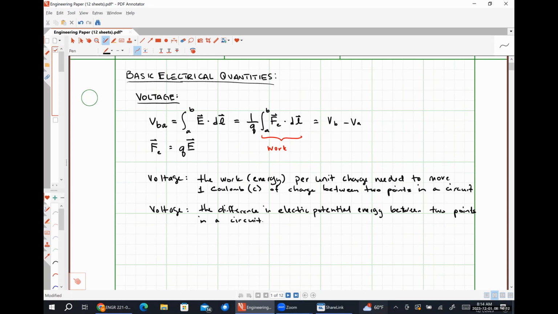So I'm trying to break your habit of thinking that you need a current flowing in order to measure a voltage, because that is not remotely true, and we're going to see that over and over and over again in this class.